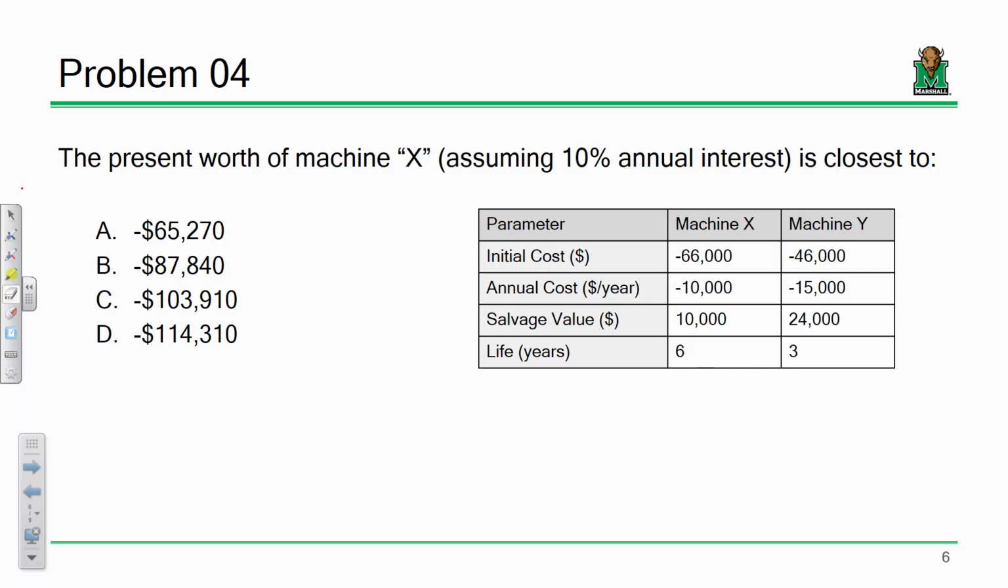Now this machine's going to last me 6 years, okay? And when I'm done with it, I can sell it for $10,000. So what I want to know is what's the present worth of machine X? This one isn't so bad. I'm going to walk you through this. This is pretty simple.